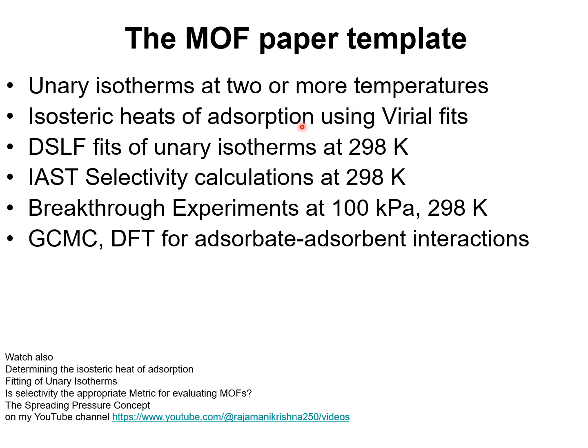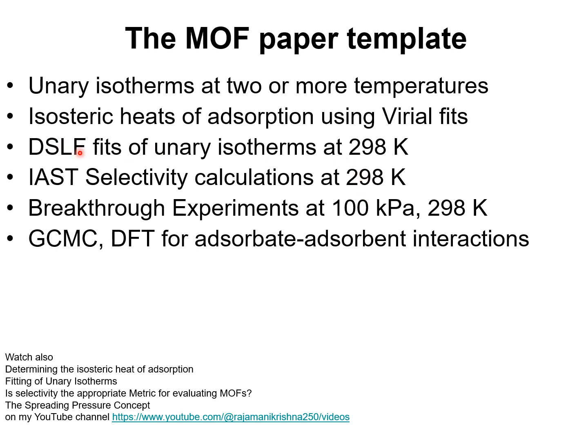The most commonly used procedure for determining the heats of adsorption involves the use of virial fits of the isotherms at various temperatures. The unary isotherms at any specific temperature, usually 298 Kelvin, are fitted with dual-site Langmuir-Freundlich isotherms using commercial software. Based on these DSLF fits, the IAST selectivity calculations are presented.